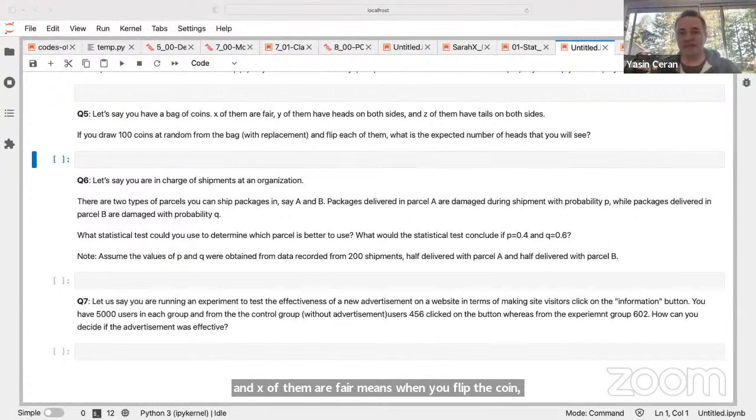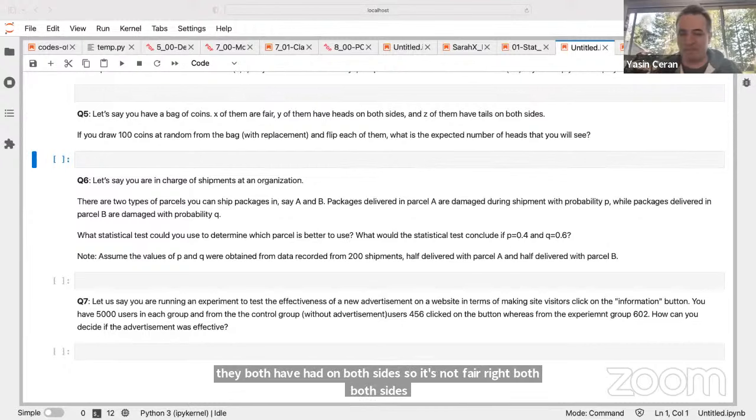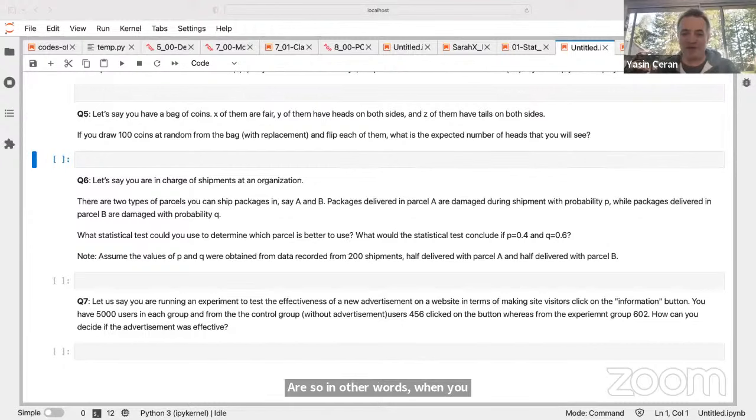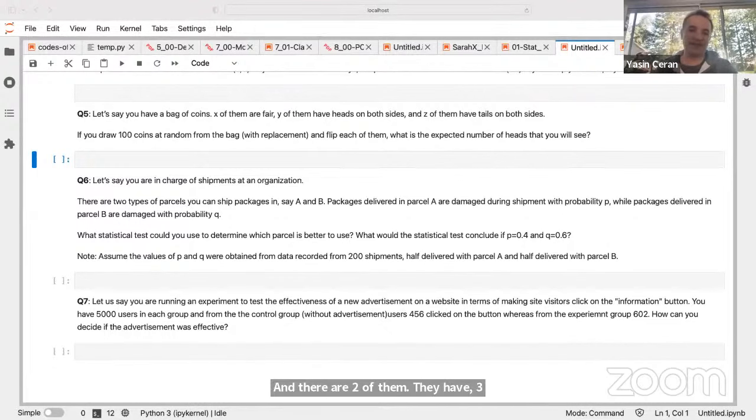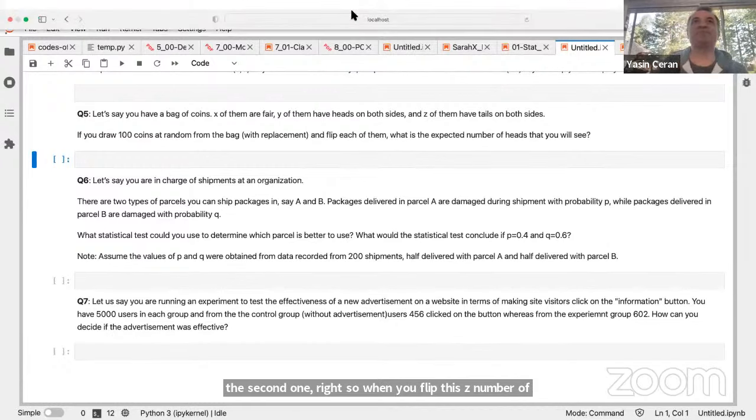And then there is a number of other coins that have heads on both sides. So it's not fair, right? In other words, when you flip the coin, the probability that you're going to have head is 1. The probability that you're going to have tail is 0. And there are Z of them that have tails on both sides. That means it's the opposite of the second one, right? So when you flip any of these Z coins, you're going to have tails.